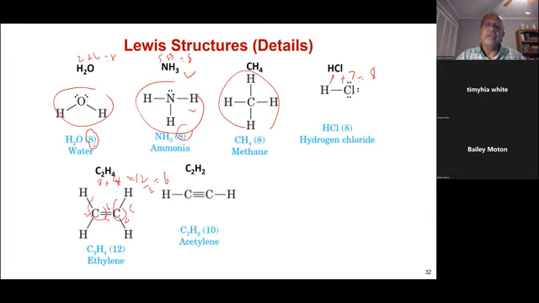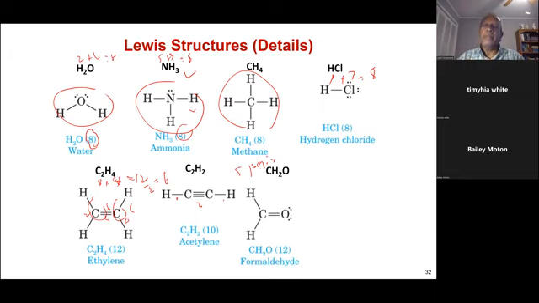Acetylene, same here. There are 5 electron pairs. 1 here, 3 here, 1 here, added up. There are 3 lines in the middle, that's a triple bond. Adds up to 10. 5 times 2 is 10. Sometimes we count the pairs. If you count the pairs, you have to multiply by 2. If you count electrons, you divide by 2.